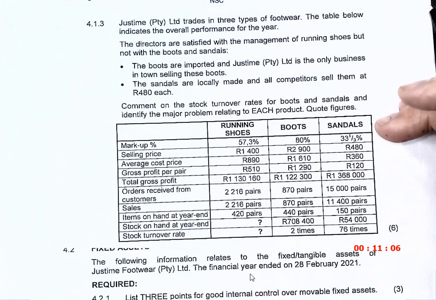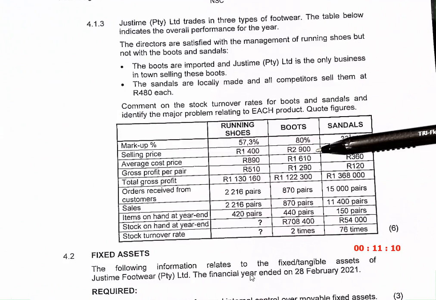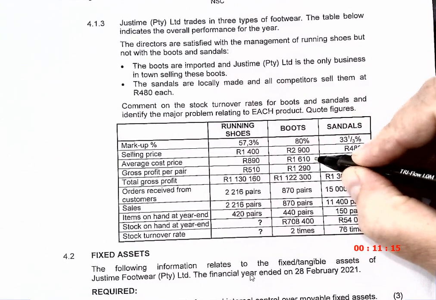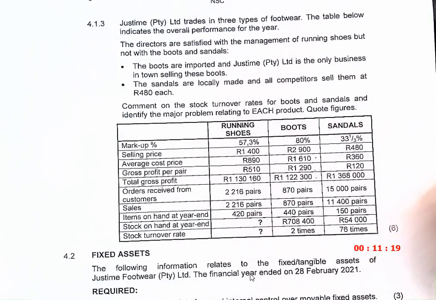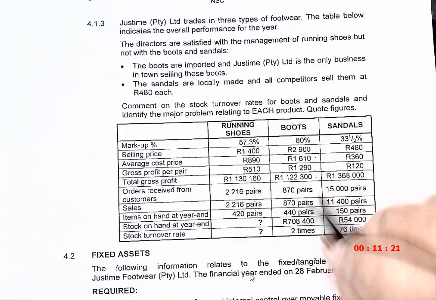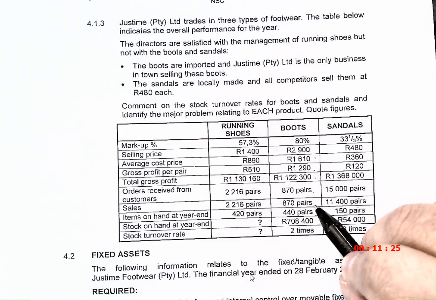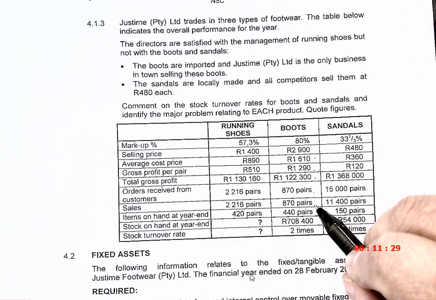So let's look at boots. The markup is quite high and the price is high. But can you see the cost price is also high? Total gross profit, can you see it's high? Orders received and orders sold. Can you see how beautiful that is? Exactly what was ordered was sold. Items on hand is 440. That's quite a lot. Okay.